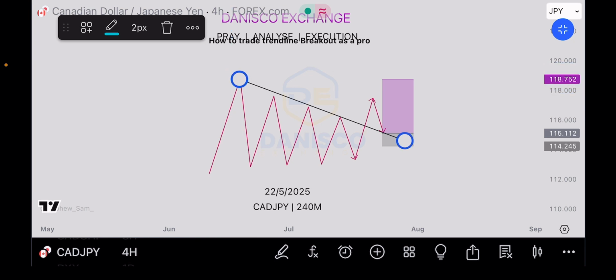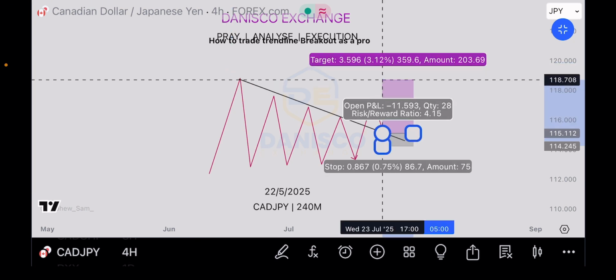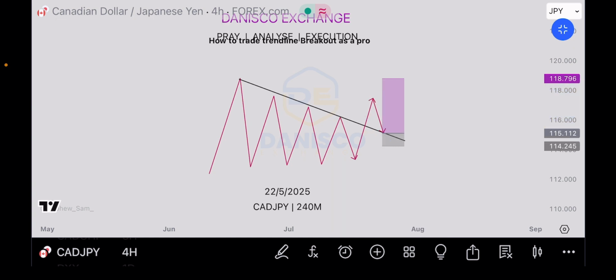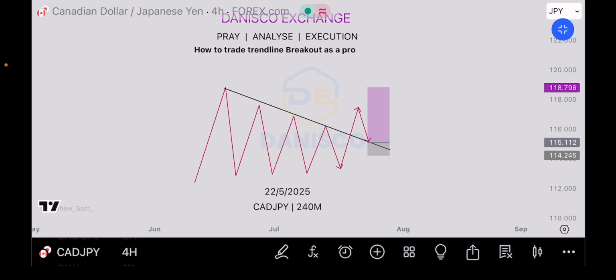So I will target that point. That is where I will target that point. Then you can see here we have 1:4. Some cases you have 1:3, 1:5. Anyhow, this is how to trade trend line breakout as a pro.